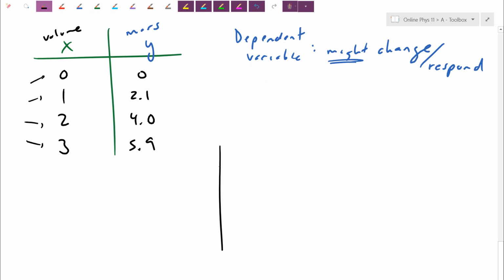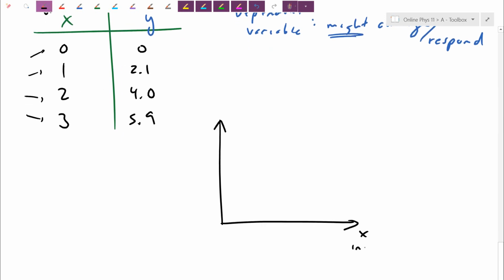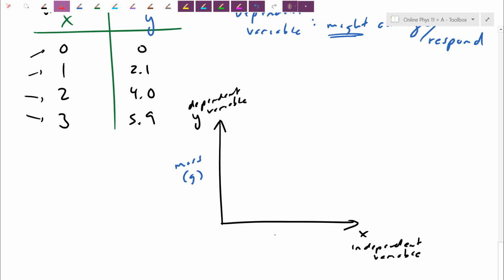So if I plotted a graph, again, just some terminology for you here, we will always put our x, which is our independent variable, in this case our volume, on the x-axis. Our y is going to be our dependent variable. This is the one that might change. In this case it's the mass. So if we were labeling this, we might say mass measured in grams on the y-axis. On the other side, we'd say volume measured in milliliters.